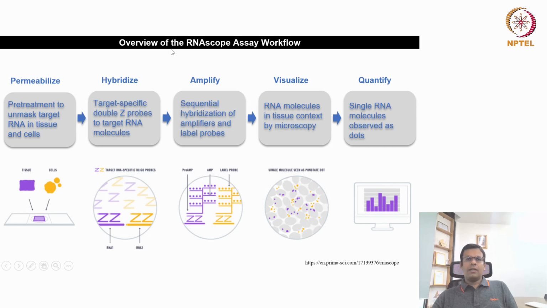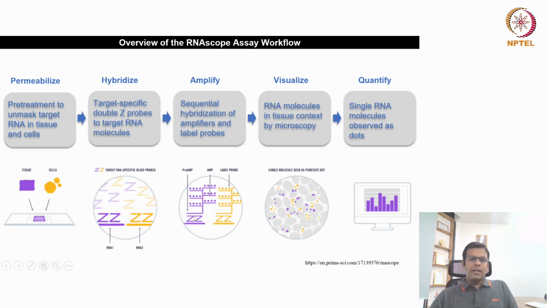So how does this technique work? Let's say on a slide, this is your tissue sample or the cell sample. Generally this technique is used for tissue samples because it provides the spatial information. Then you hybridize your slide with those double Z probes. These double Z probes will bind to different RNAs. Let's say these probes are designed for RNA1, and these yellow color probes are designed for RNA2. There are multiple colors you can use, so at least 3 or 4 color simultaneous detection you can do.